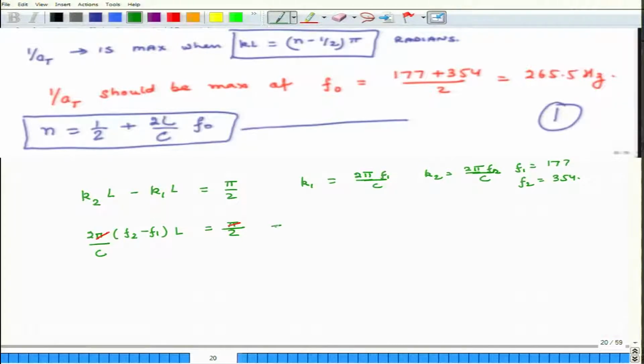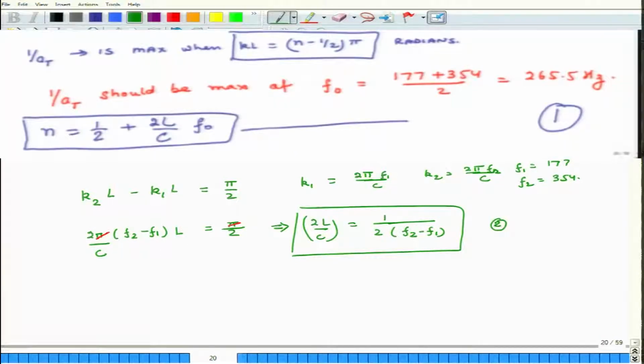So, what I get is 2L over C equals 1 over 2 times (F2 minus F1). So, this is my second equation, and what I do is I connect these two equations, I put in the value of 2L over C in this. So, what do I get?